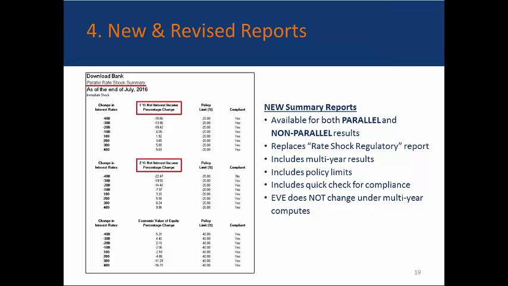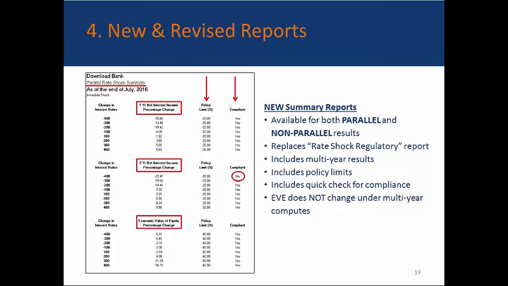Biggest changes on this, we've included multiple years worth of results. So in my example, I computed a 1 and a 2 year rate shock. I see both years worth of results on this one page. We've added the policy limits for both of these. We've added a quick check to say whether they're compliant or not. I can quickly scan this and see in my 2 year rate shock, when rates drop 400 basis points, I am out of compliance. Then I can quickly go through and ask, is that right? Is that what I was expecting? Do I need to look at something? Things right off the bat there.